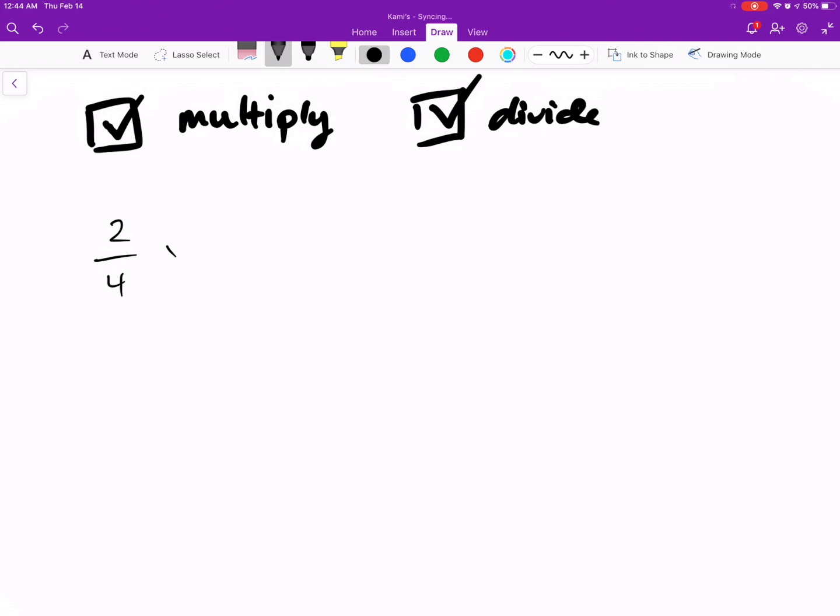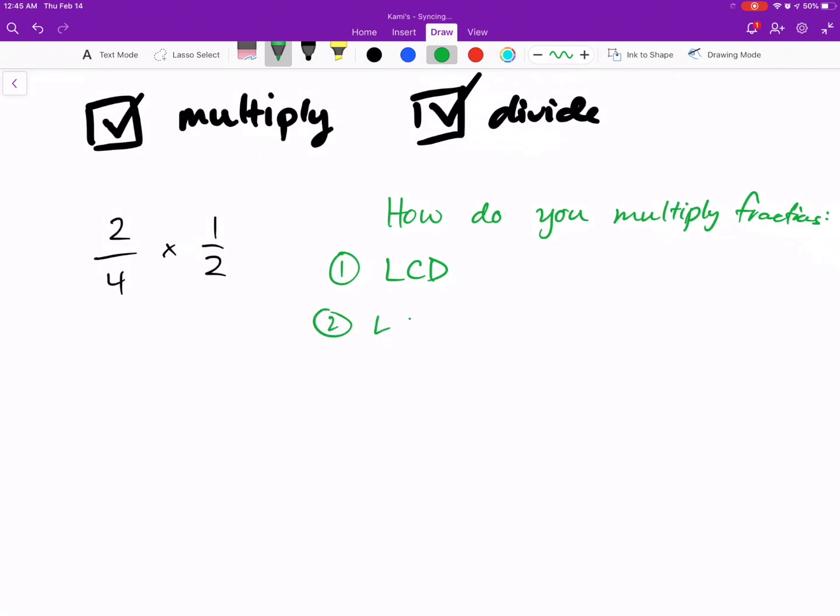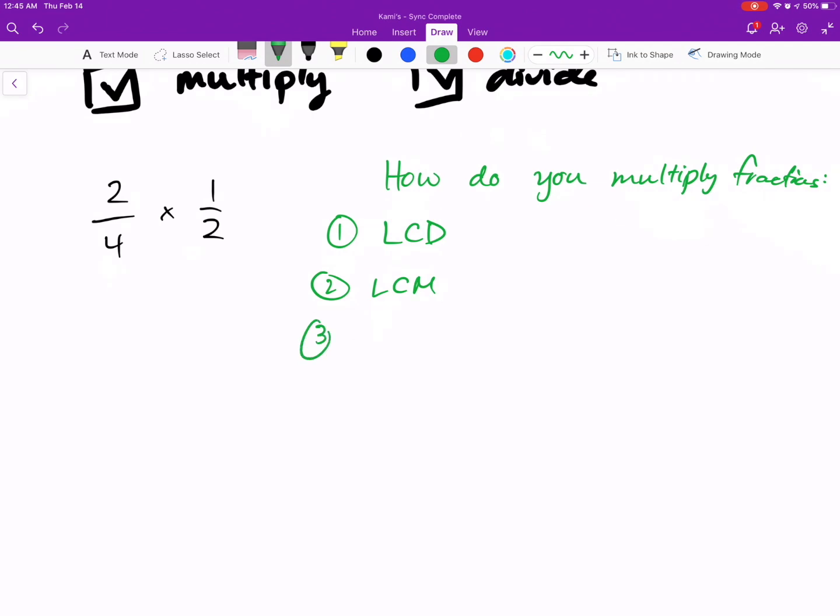So let's say 2/4, and I wanted to multiply this by 1/2. How do you multiply fractions? Now, I'm going to give you 3 options. 1, we have the LCD, which is the least common denominator. 2, we have LCM, which is the least common multiple. And 3, we have just do it, our favorite Nike phrase. So what do you think it is, Cam? LCD, LCM, or Nike? Funny thing is, Nike just wins this one.